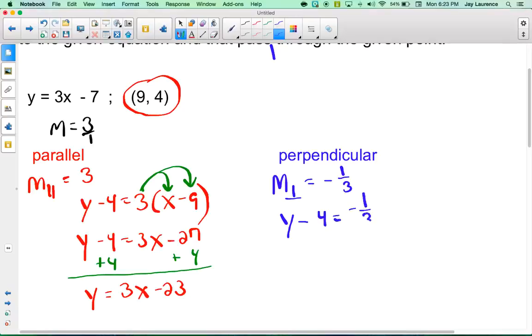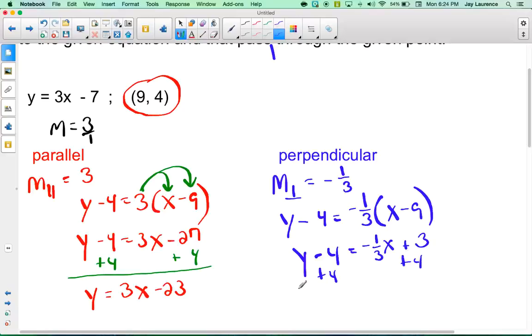So there we go. What do we got here? x minus 9. All right, I'm going to distribute, and I'm going to get y minus 4 is going to equal negative 1/3 times x plus 1/3 of 9 is 3. Going to add 4 to each side. Okay, and I'm going to get y equals negative 1/3 x plus 7.